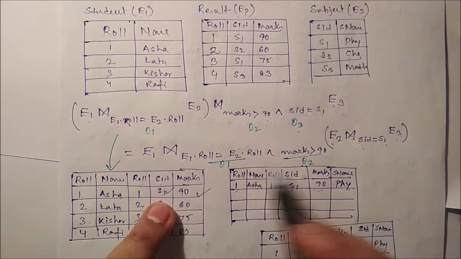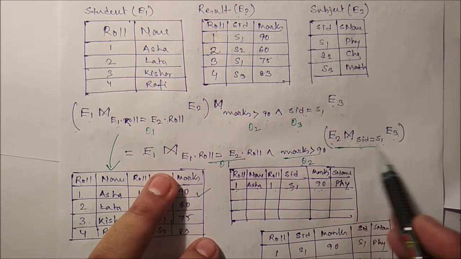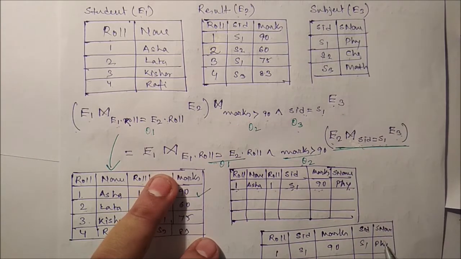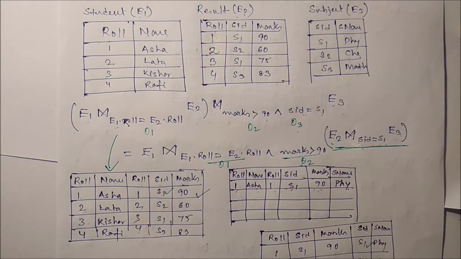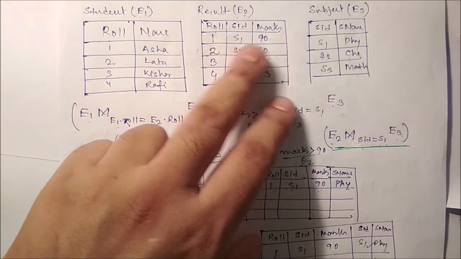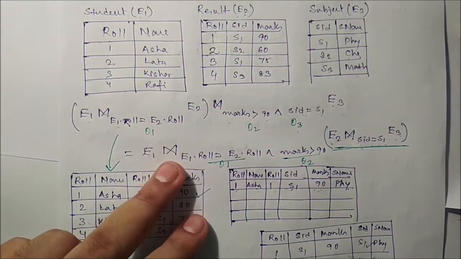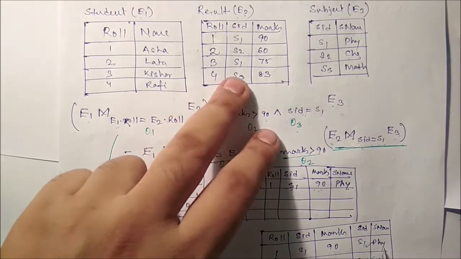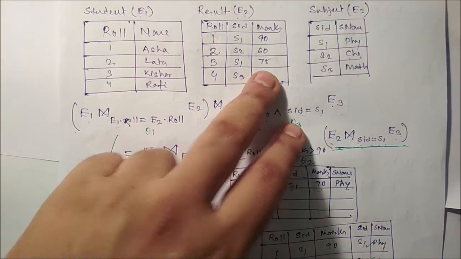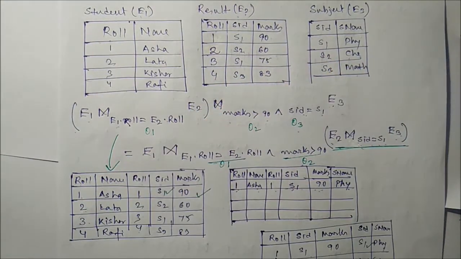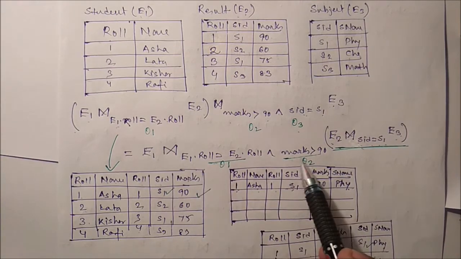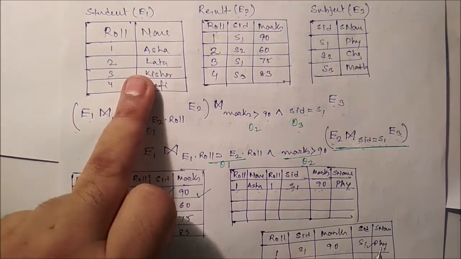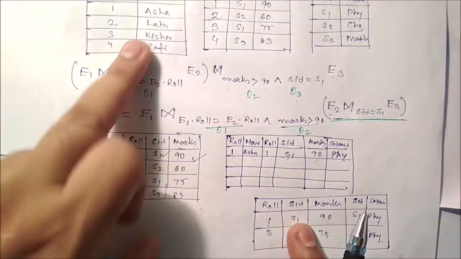And if you do this one first, that means you have to identify the subject S1 first. So we have to merge these two tables where the subject IDs should be S1 and S1. So 1, S1, 90, physics, and 3, S1, 75, S1, physics. After that we have to identify this particular condition. After that we have to merge this table and this table. Are you getting this? We have to merge these two tables.